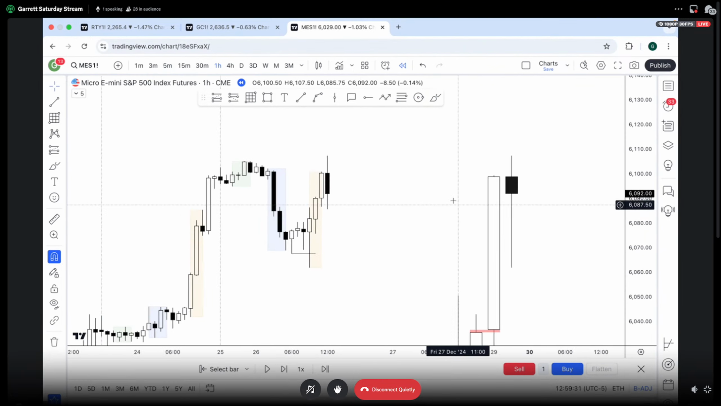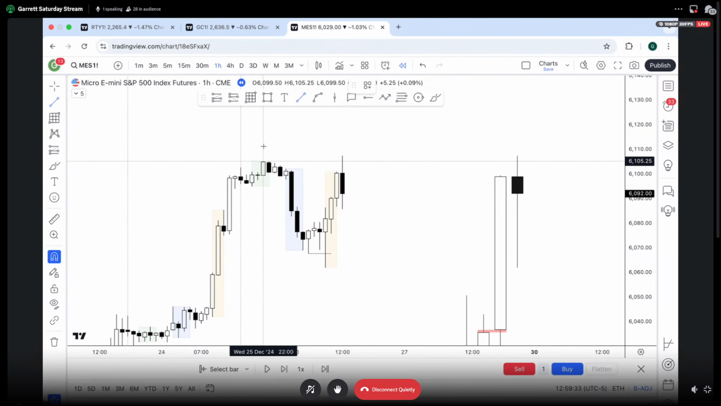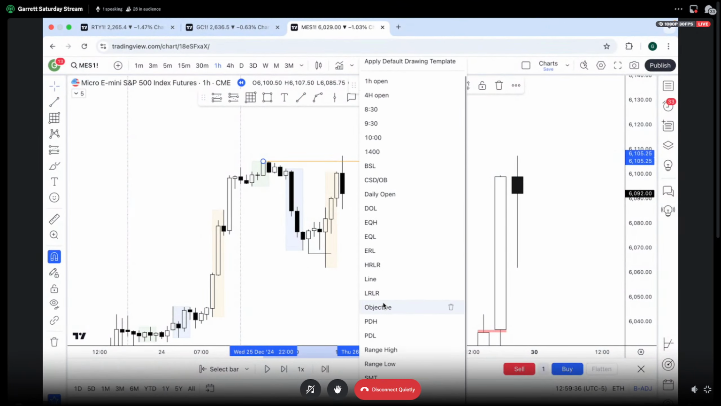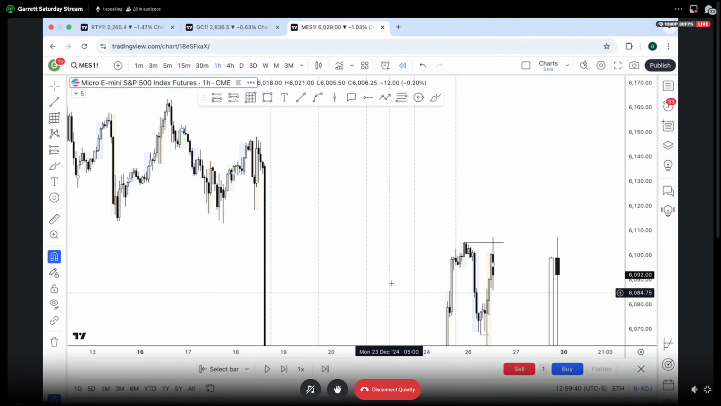Okay. This is just a bit different, right? So notice my target is here. Why is my target here and not way up here? Why is my target not up here?